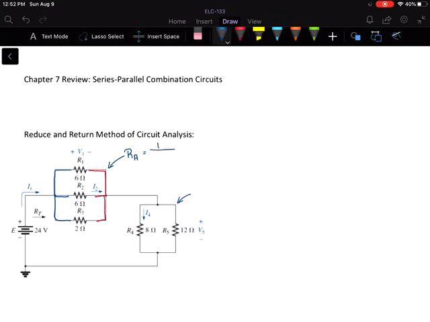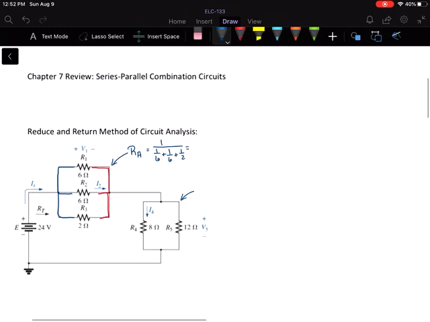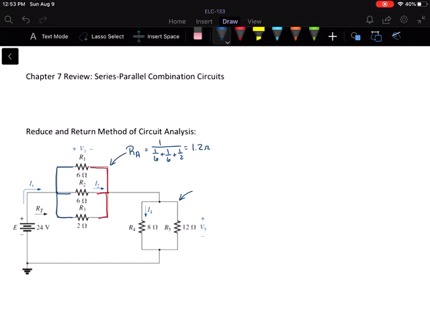So the total resistance here is 1 over 1/6 plus 1/6 plus 1/2, and that would be 1.2 ohms there. And for the 8 and the 12 ohm resistors, those are also in parallel because they're connected at the top and at the bottom. So I'll call that RB, and there I have about 4.8 ohms.